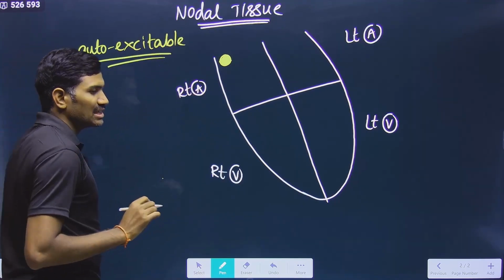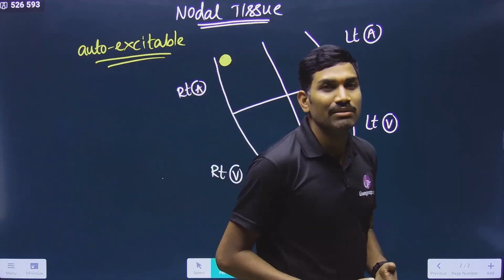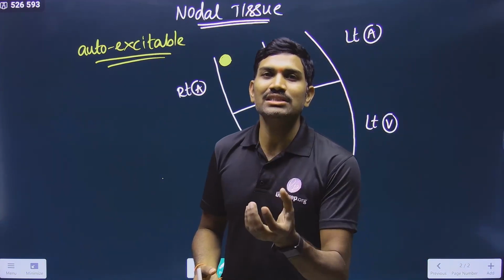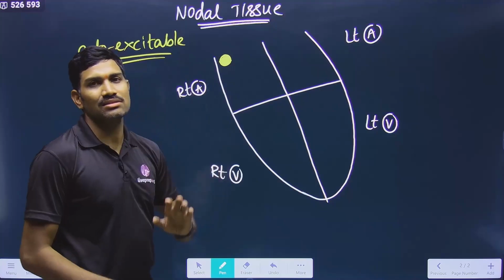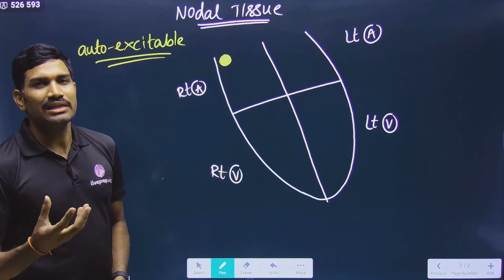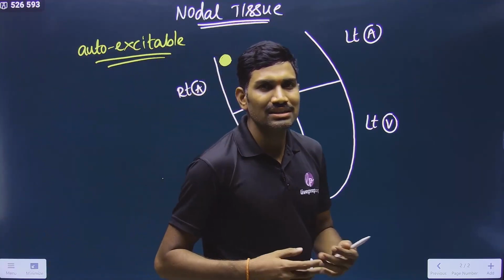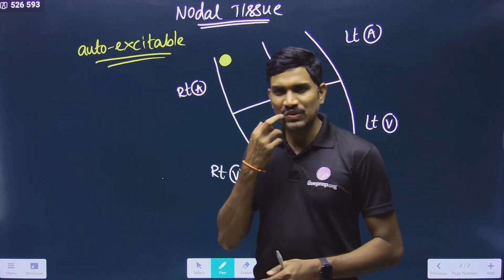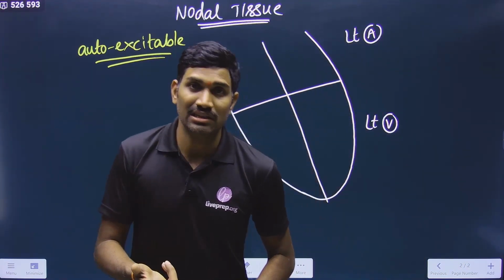What is this auto-excitable nature? What does excitability mean? Excitability means some potential is created within the cells. The potential that is created within the cells is called excitation in simple terms. But technically, it is called an action potential.